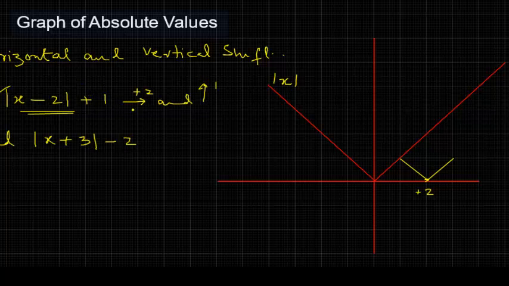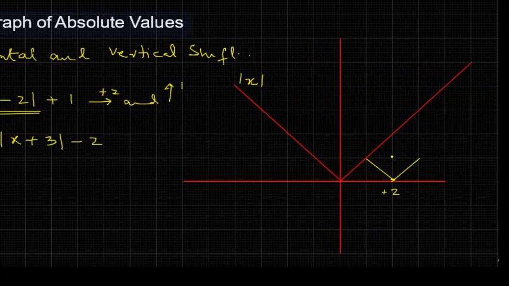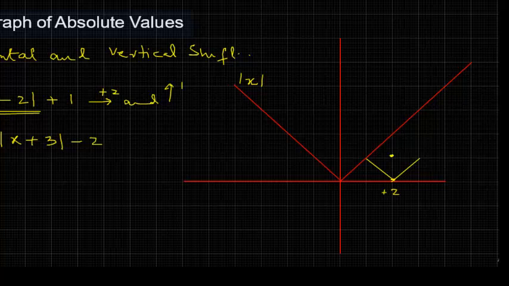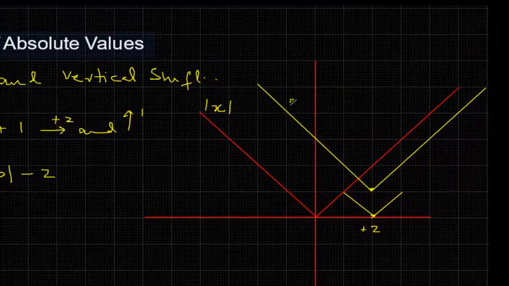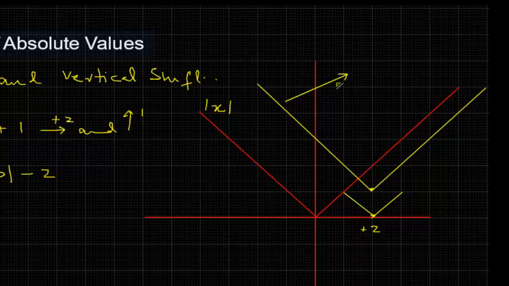And this plus 1 moves the graph 1 point up. So now the bottom point of this graph is (2, 1). It moves 2 points to right and 1 up. So this is the graph of absolute value of x minus 2 plus 1.